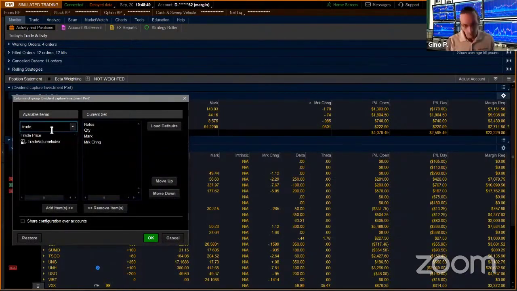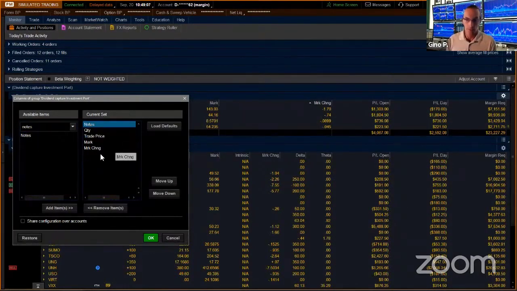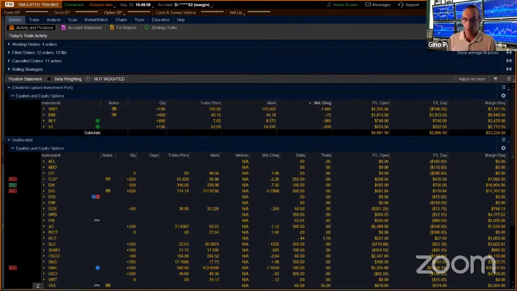Trade. When you hit trade, you'll see trade price opens right here. You want to double click that or move it over to your columns. I'm going to move this up right between quantity and mark. Another one, which I believe almost everybody should have, is notes. When you type in notes, you can move that over. Now, I've already added it because I didn't want to lose them. That's at the top. That's going to end up right next to my stock symbol. So when I hit OK here, watch what happens. There it is. There's my trade price here.